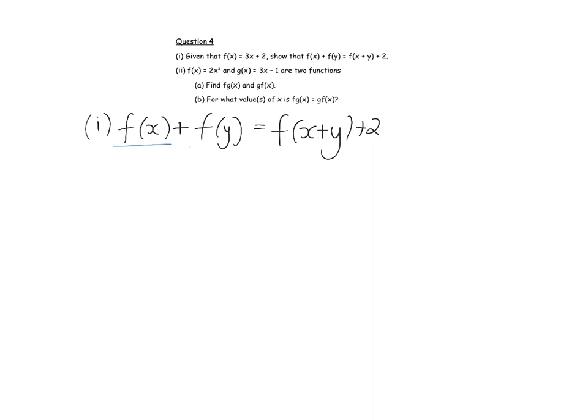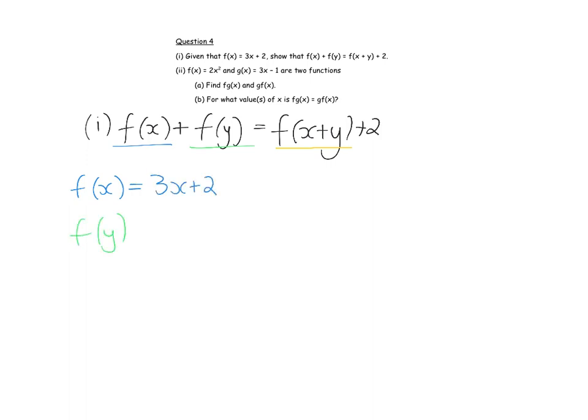Question 4 then says, given that f of x is equal to 3x plus 2, show that f of x plus f of y is equal to f of x plus y plus 2. So for the first part, we want f of x plus f of y is equal to f of x plus y plus 2. So we need to figure out what f of x is, what f of y is, and what f of x plus y is. So they've given us f of x in the question. F of x is just 3x plus 2.